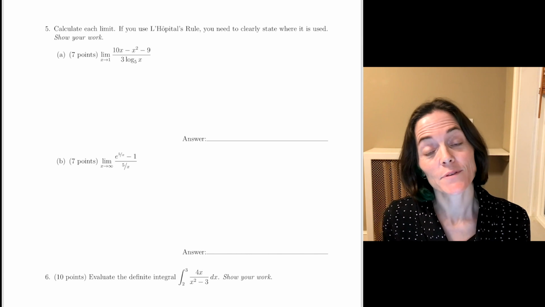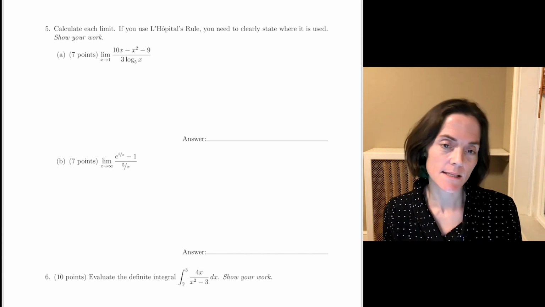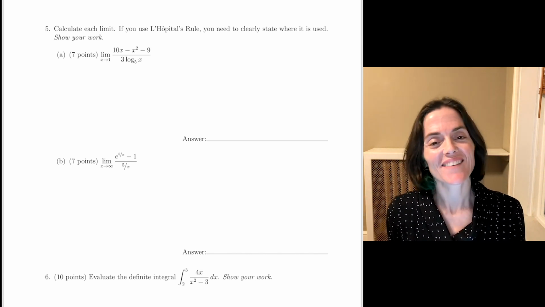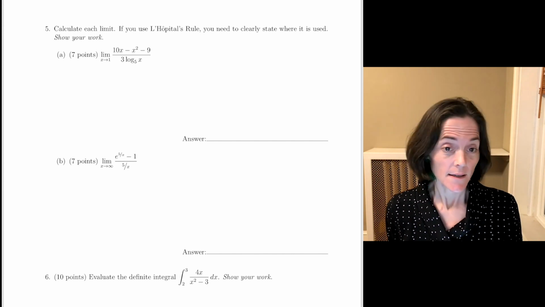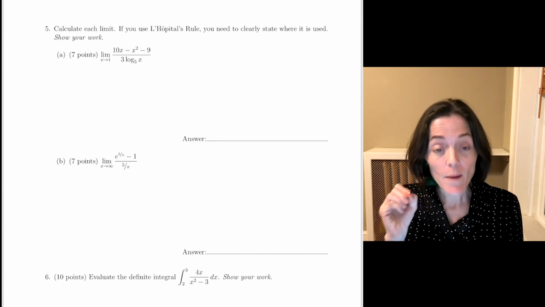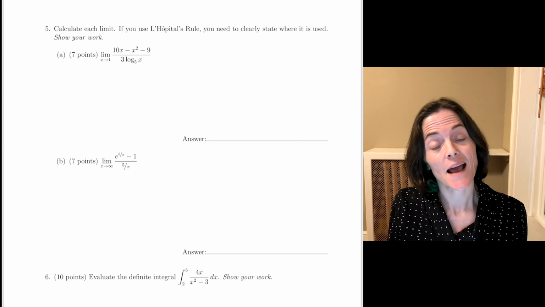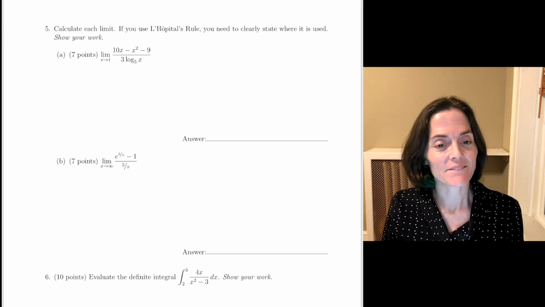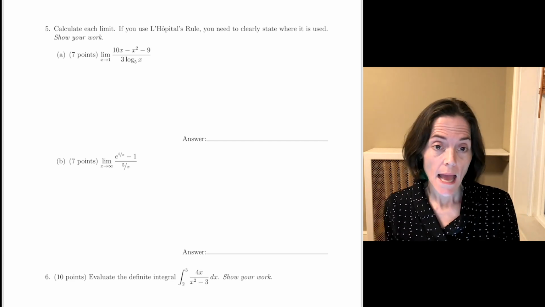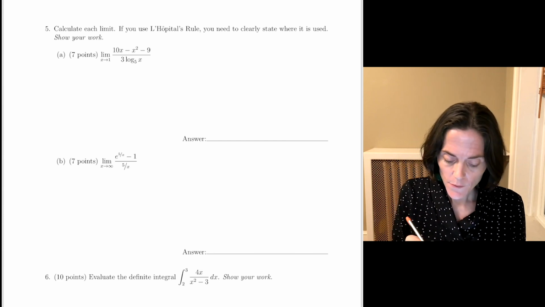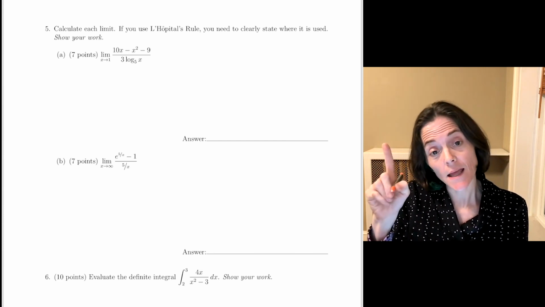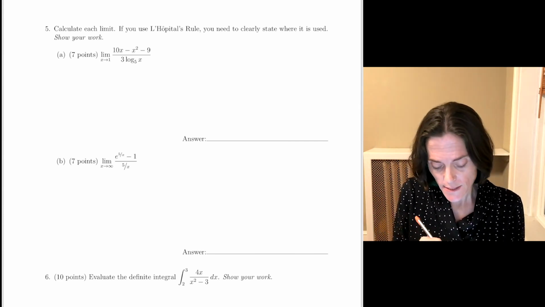Number 5, we have two questions that involve limits. And if we use L'Hopital, we need to state where we use it. Okay, wonderful. So let's think about both of these first. The first is limit at 1, and the second is limit at infinity. So at 1, here, what happens in the numerator? We get 10 minus 1 minus 9, which is 0.